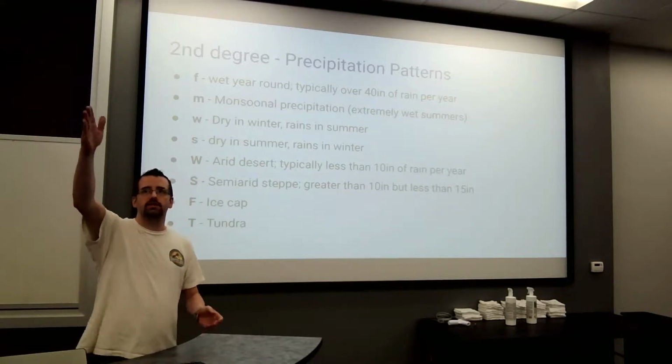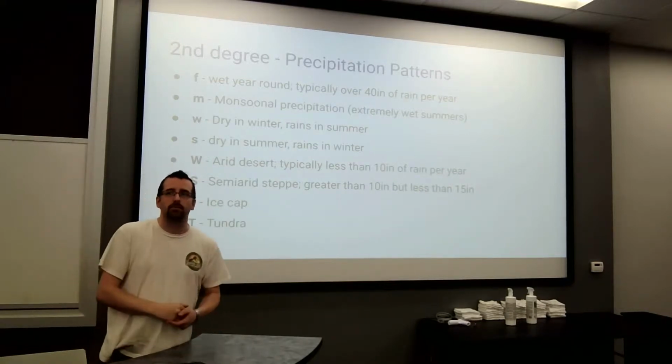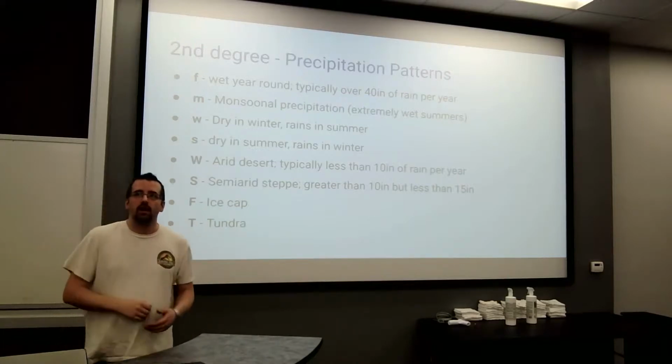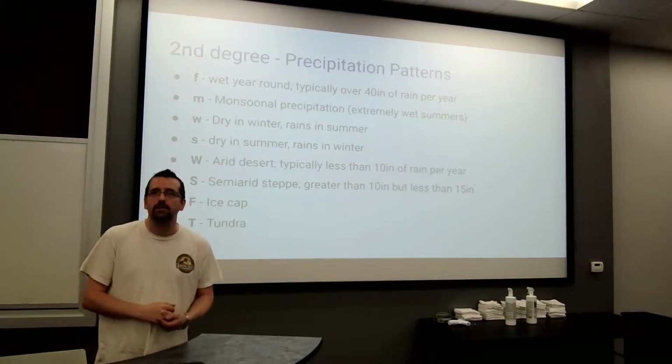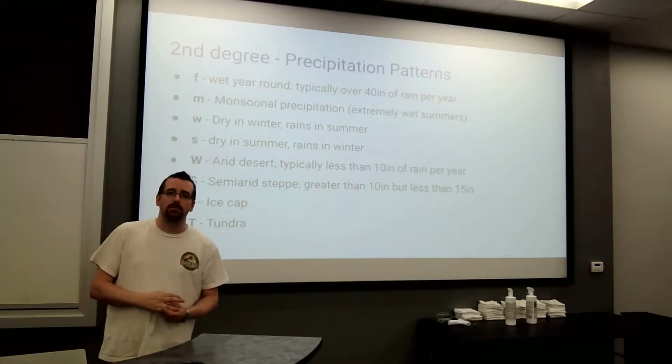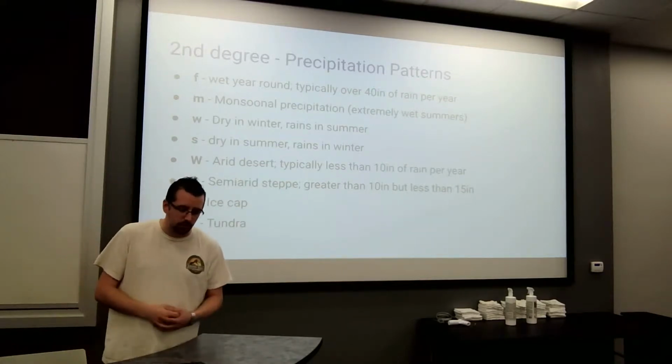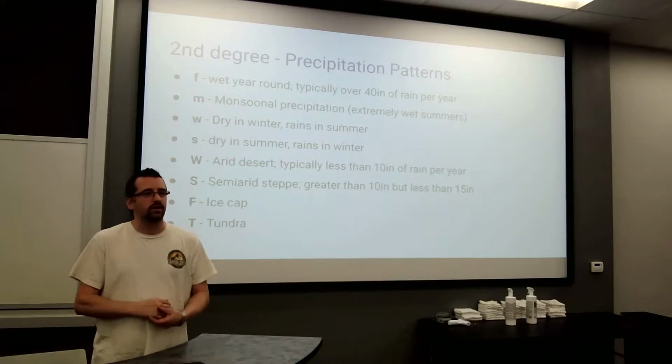Then you have your big S, which is the semi-arid steppe, greater than 10 inches but less than 15. Then you have your ice cap, which is where you get into the Arctic and parts of the Antarctic.